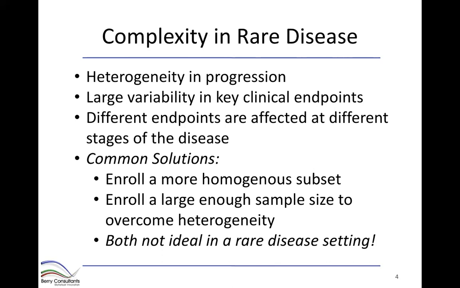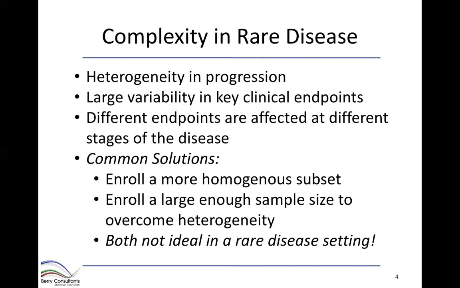Although these two diseases are very different in terms of how they progress, and there are different clinical endpoints that are important in them, there are some commonalities. The commonality in the complexity of these diseases is that there's a huge heterogeneity in progression: how a subject will progress, when they will progress, how quickly they will progress, and what endpoints they will progress on given the stage that they are in the disease. This leads to a large variability in the key clinical endpoints.